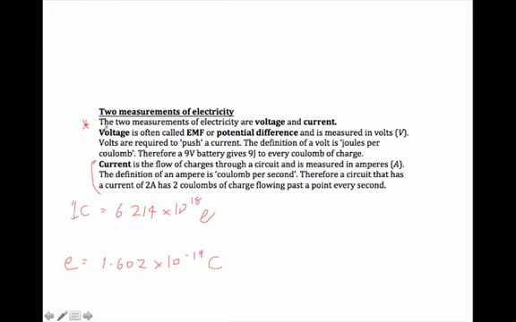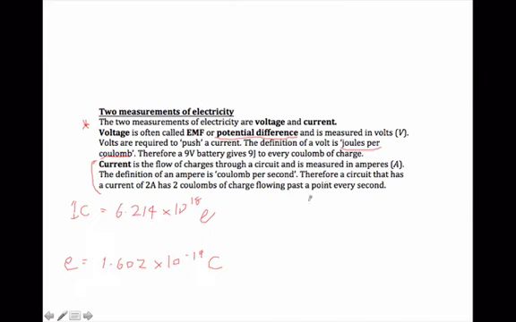Alright, so voltage is the other measurement, and the voltage is often called EMF, or as I prefer, potential difference, and it's measured in volts. Volts are required to push a current. If you have a circuit and you don't apply any voltage or any potential difference to it, you will not get a current through it. The definition of a volt is joules per coulomb. So therefore a 9-volt battery gives 9 joules to every coulomb of charge.